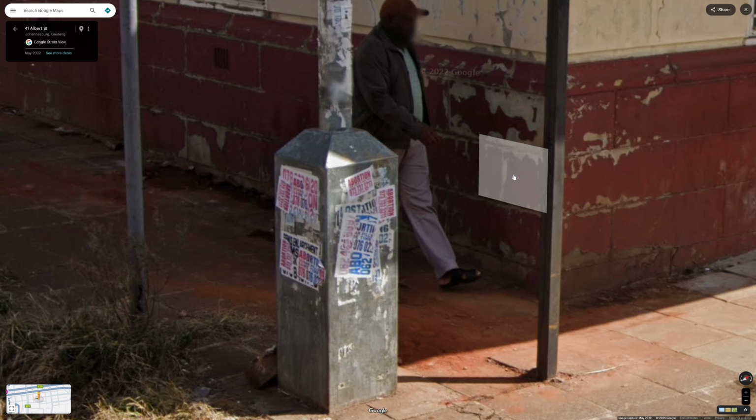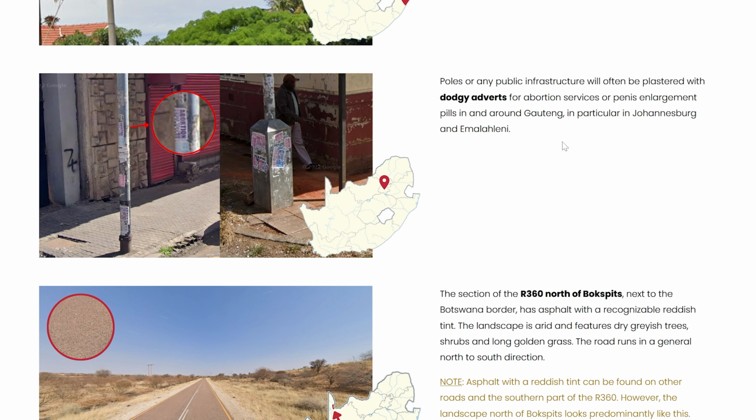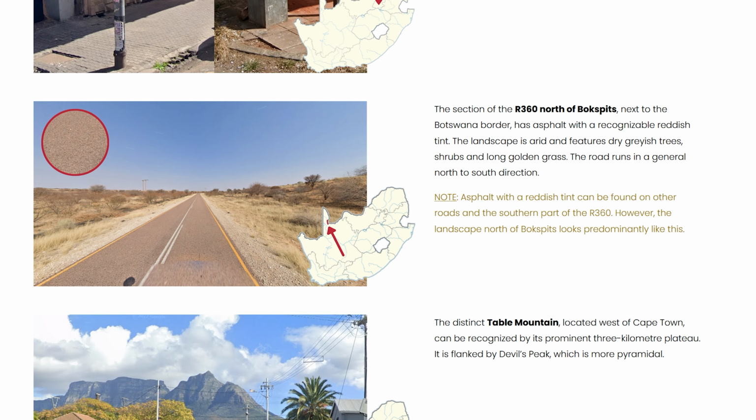Any poles with public infrastructure plastered with dodgy adverts for abortion services or penis enlargement pills. What? This does straight up say abortion. That's crazy. Oh wow. They're gonna be in Johannesburg and Emalahleni. The section of the R360 north of Bokspits, next to the Botswana border, has asphalt recognizable with a reddish tint.